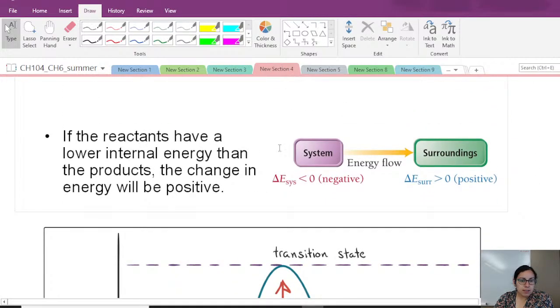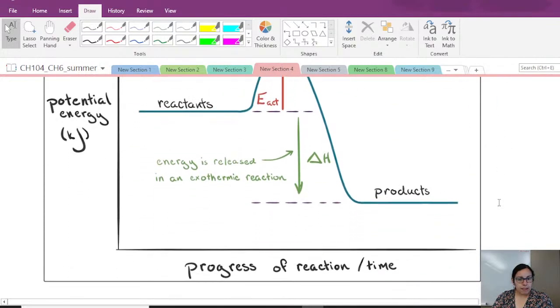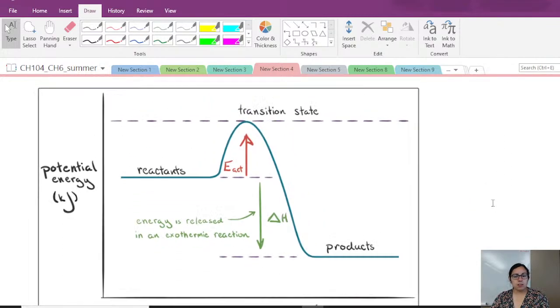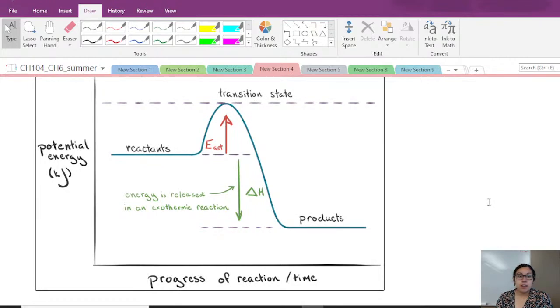And so if the reactants have a higher internal energy than the products, energy is flowing out of the system to the surroundings. The surroundings, again, would be your hand, so you feel it hot. And this is another diagram, and you may have to label one at some point. So let's look at the different pieces.